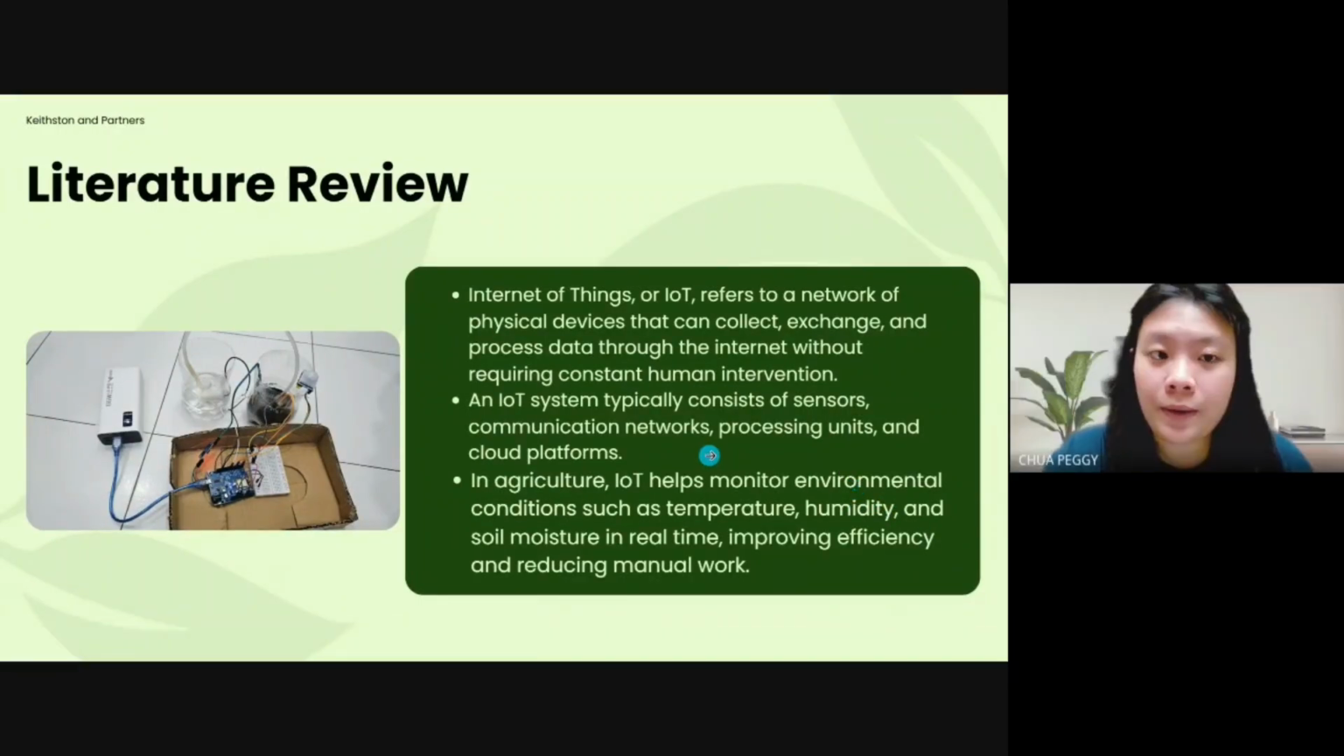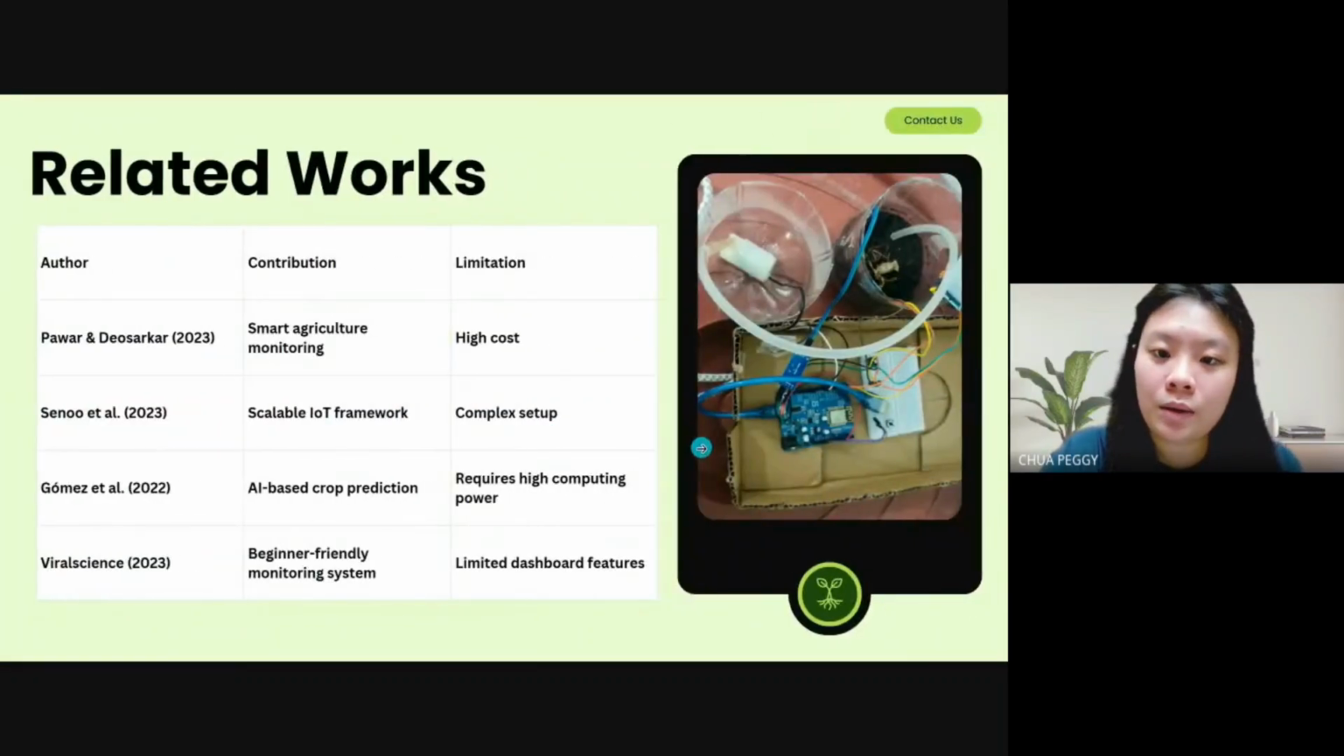Now I will present the literature review. Internet of Things refers to a network of physical devices that can collect, exchange, and process data through the internet without requiring constant human intervention. An IoT system typically consists of sensors, a communications network, a processing unit, and a cloud platform. IoT in agriculture helps monitor environmental conditions such as temperature, humidity, and soil moisture in real time, improve efficiency, and reduce manual work. Besides that, for related work, several researchers have developed IoT systems for smart agriculture.